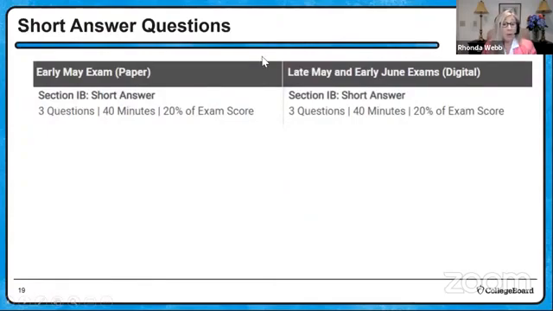All right. I know we're moving swiftly, but again, we want to begin to review and think about those different topics as we look at some of these questions. One of the other really key components of the exam is going to be the short answer question.